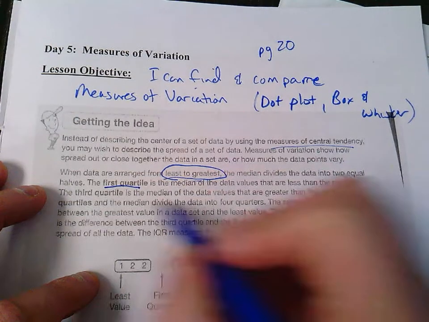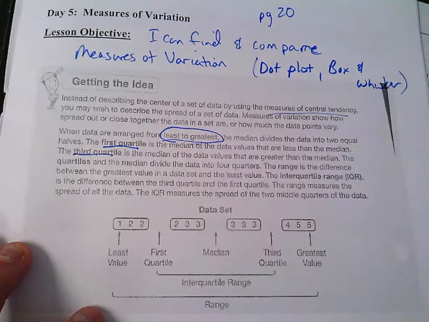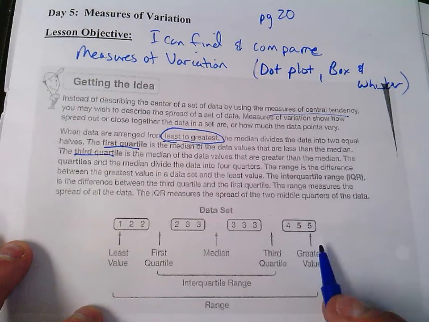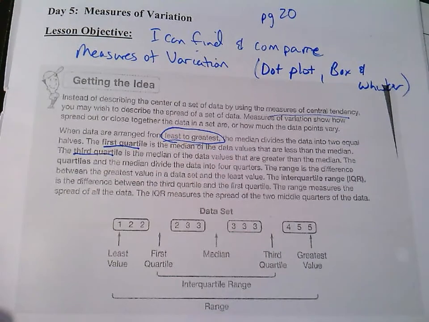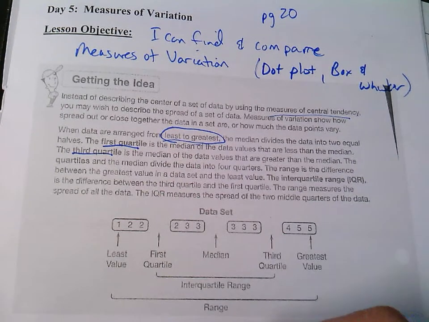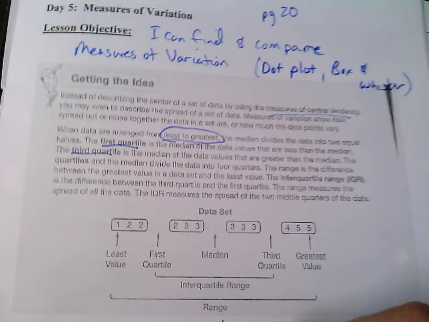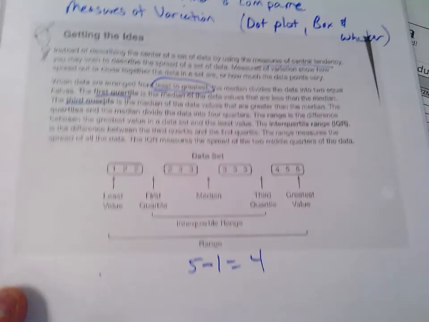So actually, let's just go right down the data set and we'll talk about this. Here we've got a set of data that is put in order from least to greatest. The range is the greatest value minus the least value. So the range of these scores would be 5 minus 1, which equals 4. Okay, so this is the range.